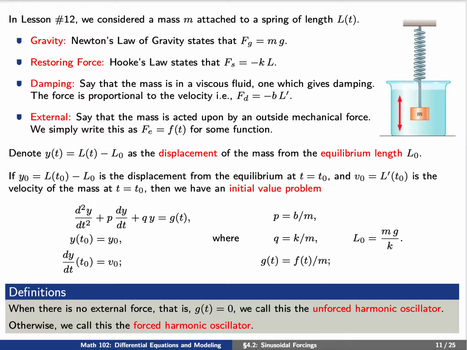If we denote y of t as the displacement of the mass from our equilibrium length, then we find that this function y does satisfy a second-order equation. If there is no external force, we call this an unforced harmonic oscillator. Otherwise, we call this a forced harmonic oscillator.